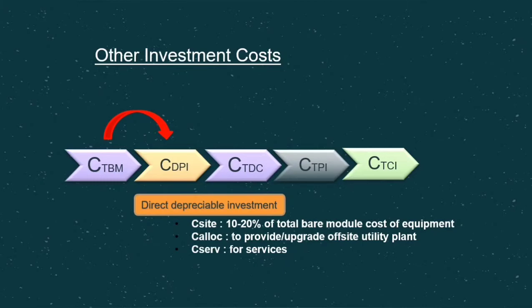After that, C allocated is to provide or upgrade off-site utility plants such as electricity, process water, and steam. The important thing is, if the electricity is purchased from the vendor, the cost is not included in the capital cost estimate. And the last one is C service, or cost of service facilities, which is the cost of the utility lines, control room, and laboratories.